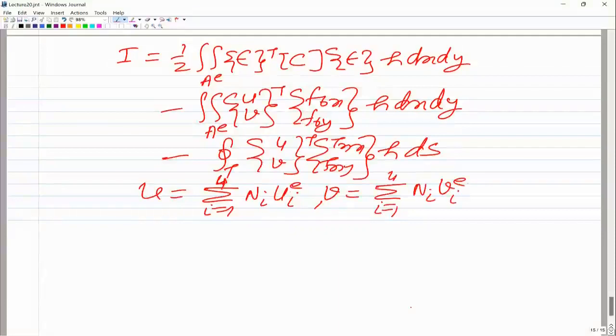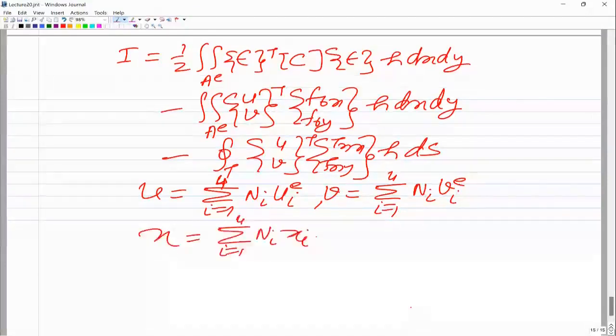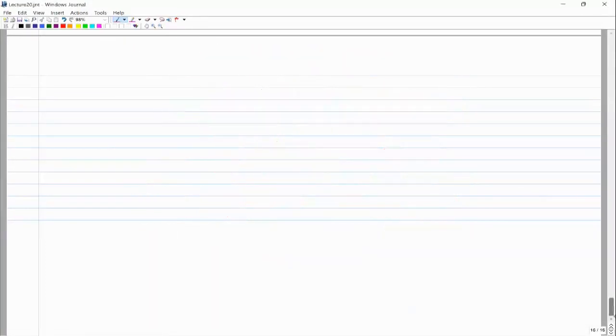And in the same way, the x and y coordinates are also written as x equal to summation i going from 1 to 4 of Ni xi, and y equal to summation 1 to 4 of Ni yi. So these interpolations are exactly the same as what we have already discussed. So for this element also it is going to be the same.